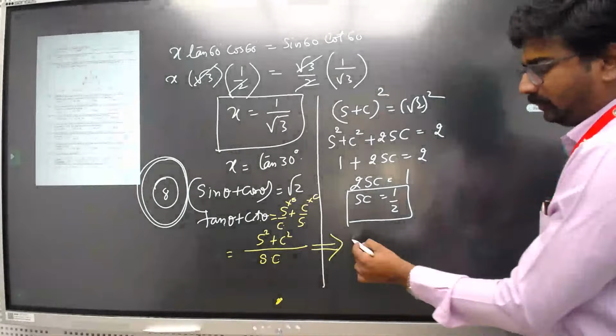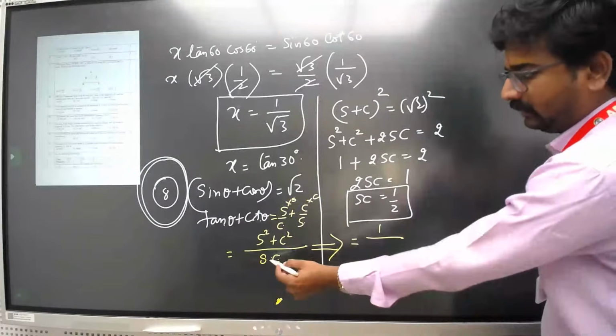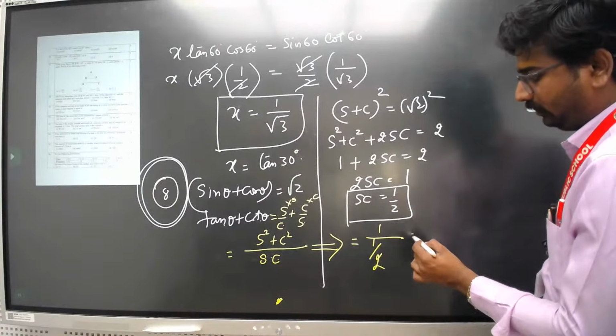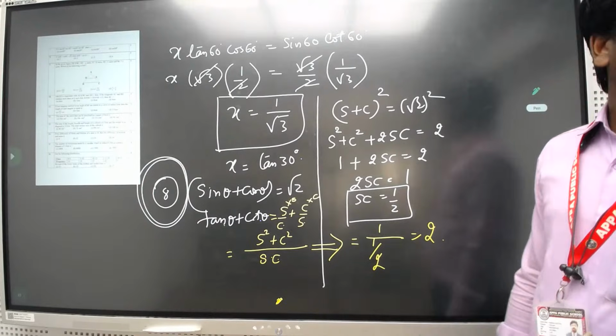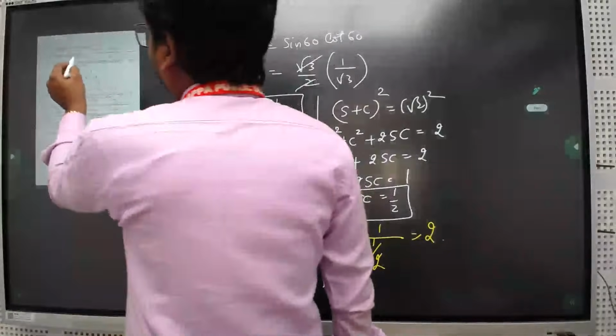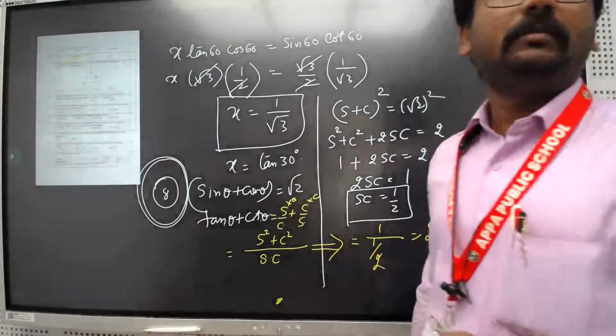So this answer equivalent will be 1 by, and sin into cos is 1 by 2. What is your answer? Which option will it be? Option B. Option B is your answer.